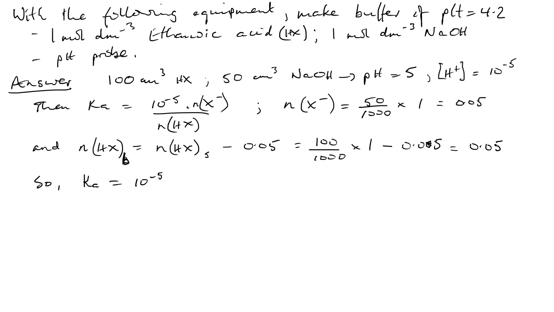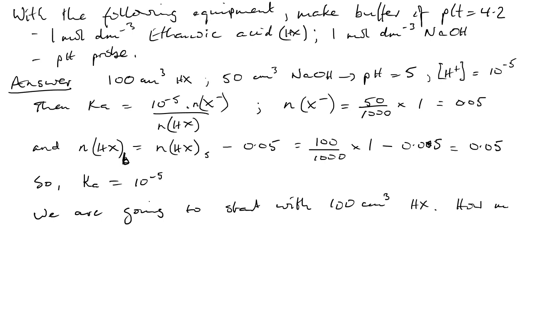So we're going to just write that down. We are going to start with 100 cm cubed of ethanoic acid. We'll call that HX. And the question now is how much. What's the volume of sodium hydroxide we need to add?